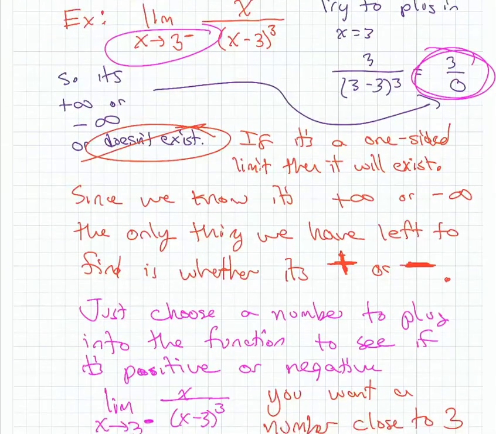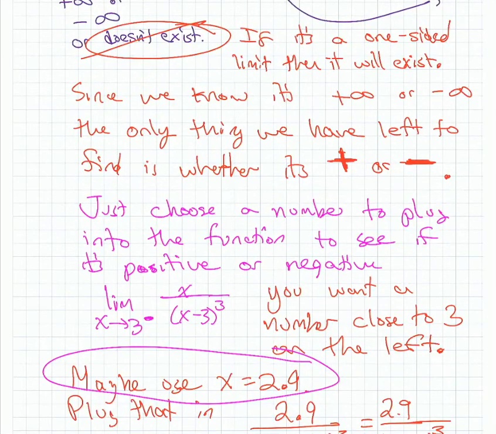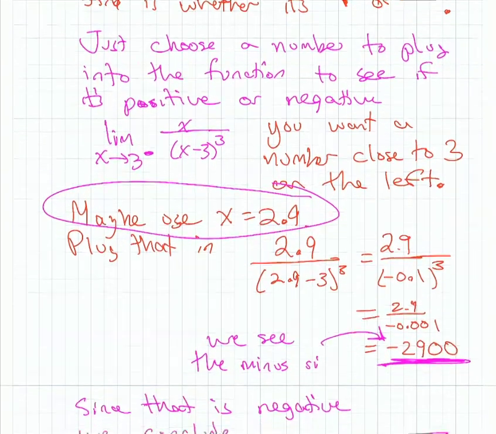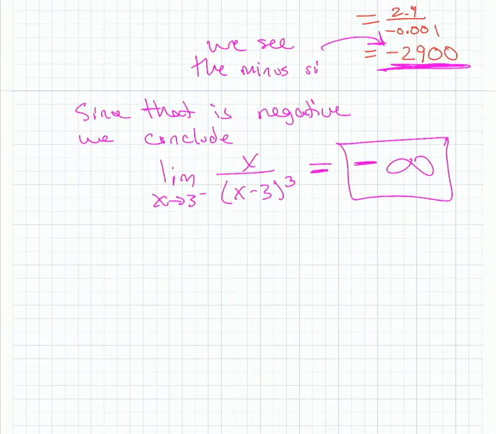So that's what we did here. We only plugged in one number from the table, and that was enough because we already knew it was plus infinity or minus infinity. All right. So those are infinite limits. Again, you're looking for constant over 0. That's going to be your clue.